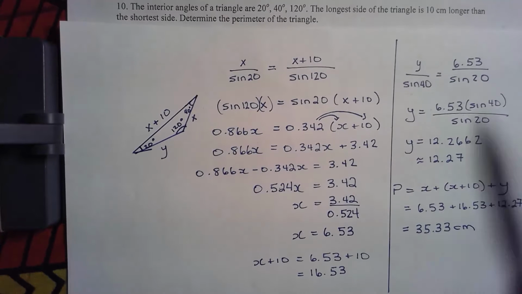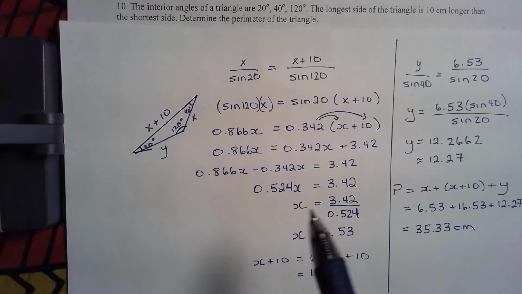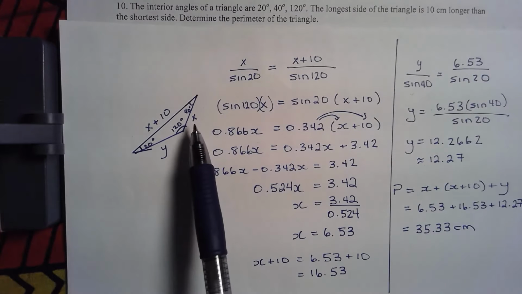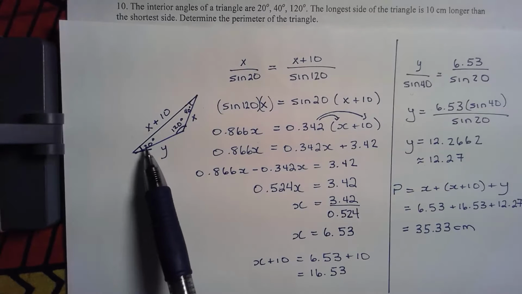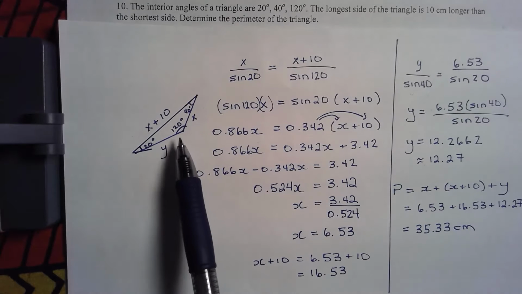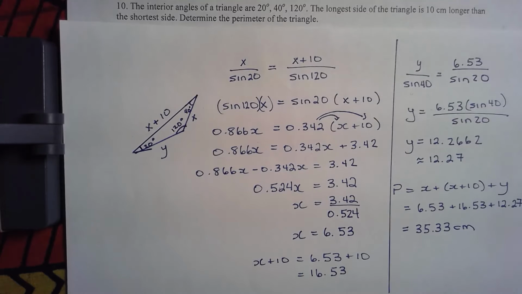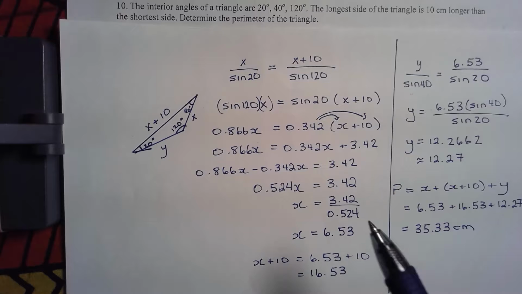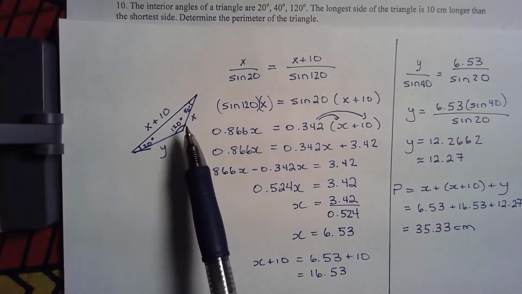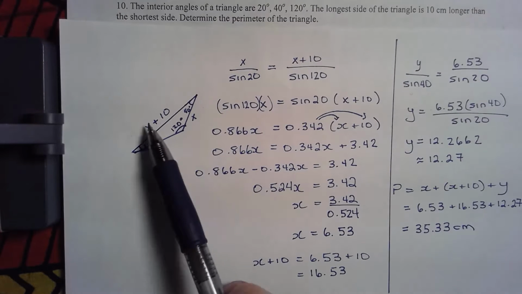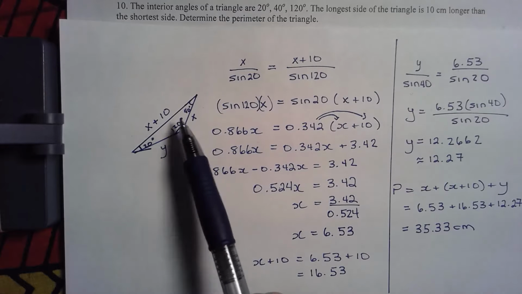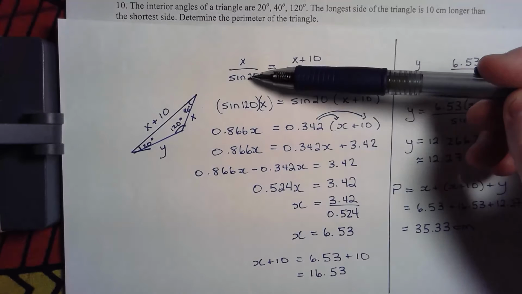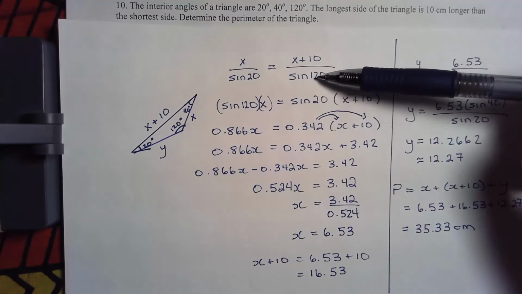So just to recap on this one, we have created our triangle, and we know that the shortest side is across from the smallest angle, and that the biggest side is across from the biggest angle. And so what has happened here then is you can first solve using your x's to solve for x, because there's only one variable here. We just set it up as a ratio, so we have x over sine 20 equals x plus 10 over sine 120.